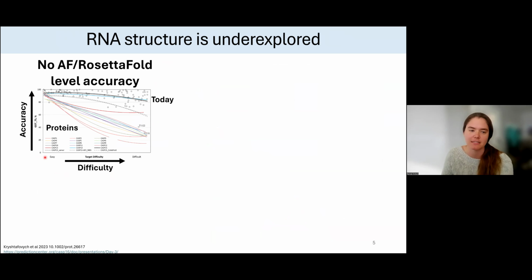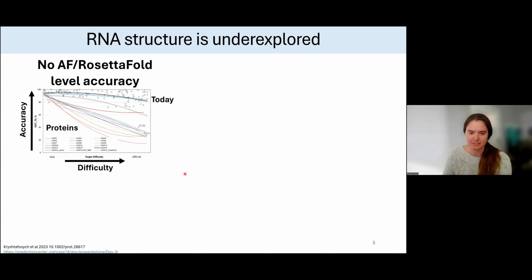This is work from the CASP15 competition. And then the x-axis is difficulty. So what you can see is at the beginning of the competition, which was 30 years ago now, I think, if the target was difficult, the accuracy was low, right? We had a very gradual trend here. But in today's world, we're able to predict with high accuracy proteins of all difficulties. So proteins that we know a homolog of, proteins that we do not know a homolog of.